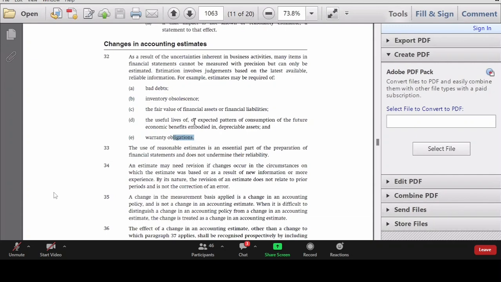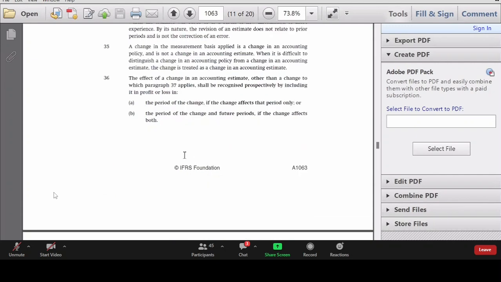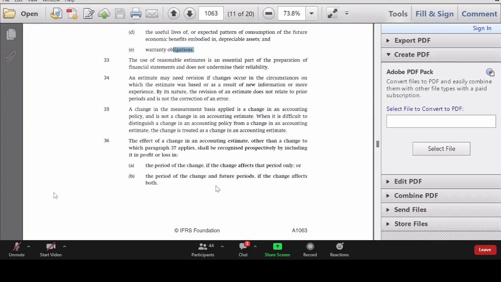And as they told us, we recognize it prospectively. So the effect of a change in accounting estimate, other than a change to which paragraph 37 applies, shall be recognized prospectively, by including it in the profit or loss in the period of the change, if the change affects that period only, or the period of the change and future periods, if the change affects both. So this is paragraph 36.